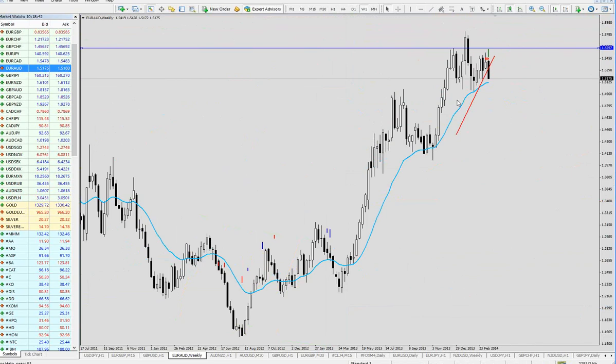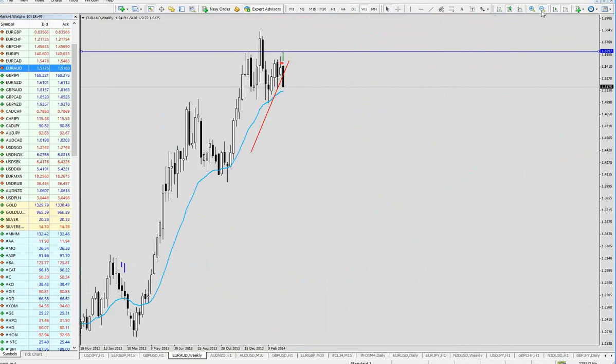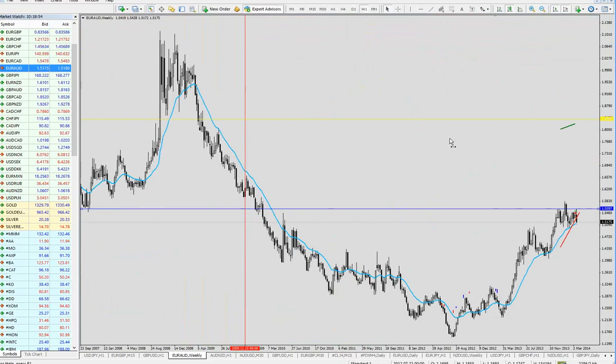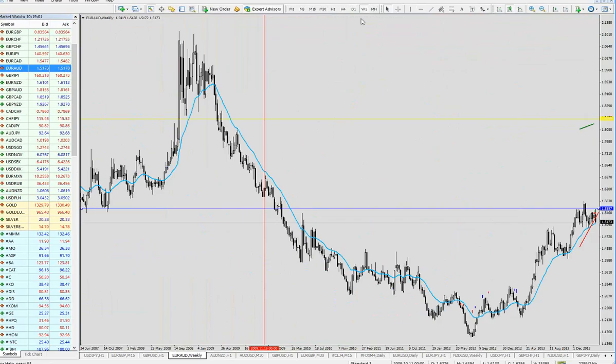I have some lines on daily, so let's leave them here as they are. Plenty of resistances here as well. The visible false break down, retest, and we are falling down. But bear in mind, it's weekly.